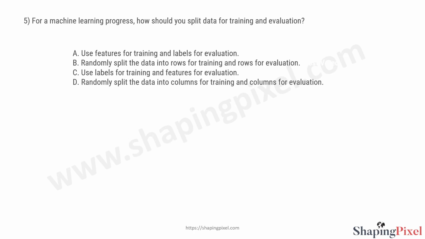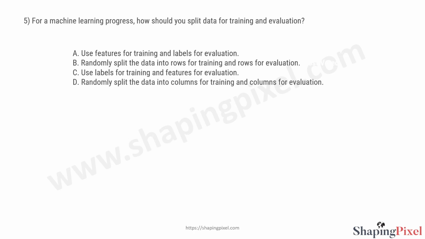Question number 5. For a machine learning process, how should you split data for training and evaluation? And we have four options. Option A, use features for training and labels for evaluation. Option B, randomly split the data into rows for training and rows for evaluation. Option C, use labels for training and features for evaluation. And option D, randomly split the data into columns for training and columns for evaluation.